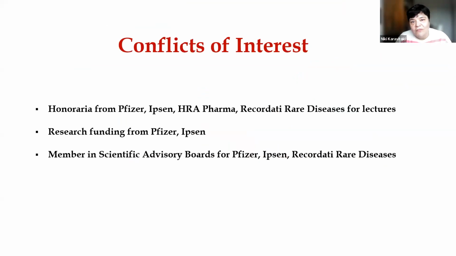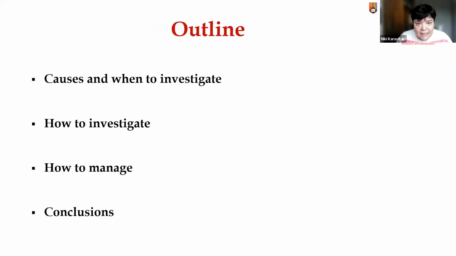So these are my conflicts of interest. And what are we going to cover in this talk today? We will discuss the causes of Cushing's generally and when to investigate for Cushing's. Then we will go to the area of how to investigate. Then we will move on to how to manage Cushing's disease, and we will end up with some conclusions.